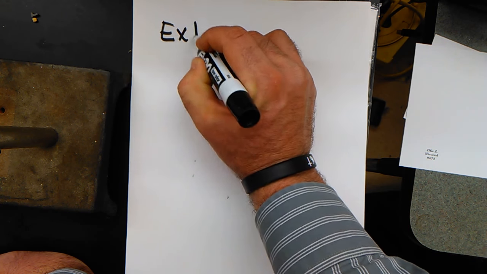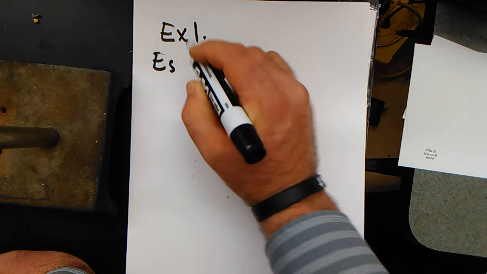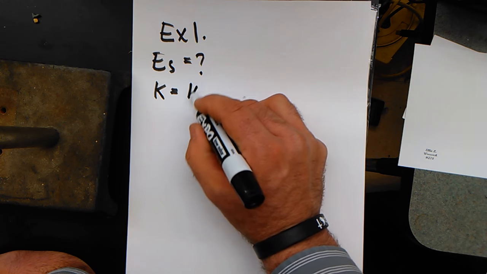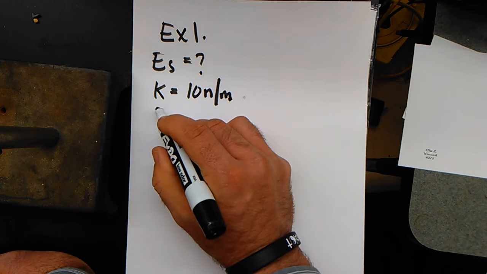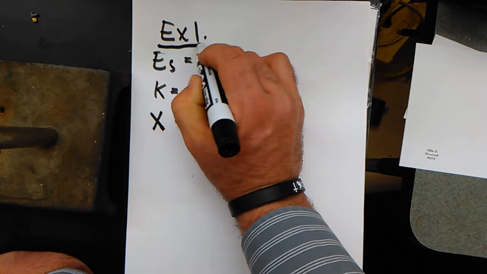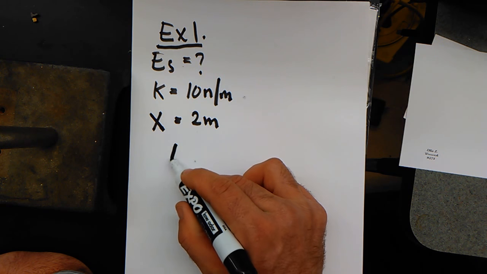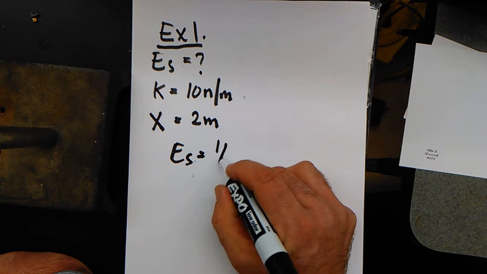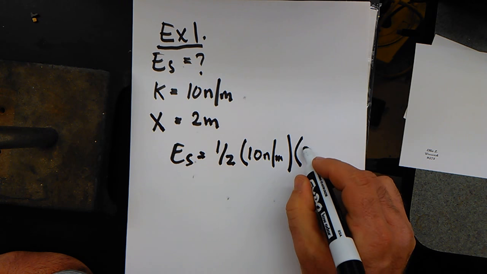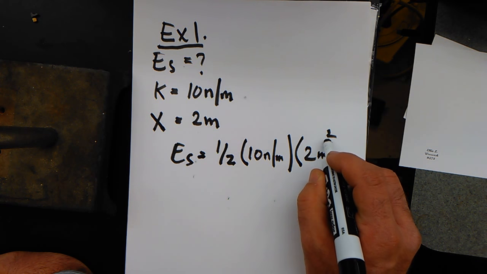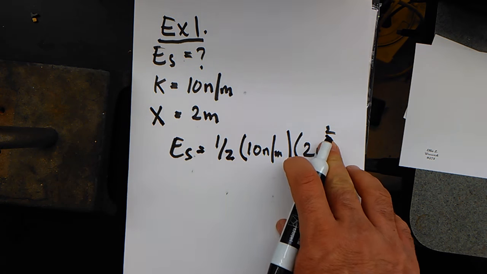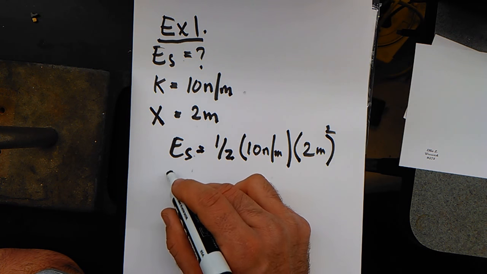Example 1. I'm going to ask for the energy of a spring, and I'm going to give you the two values. I'm going to give you the k value, how strong the spring is, of 10 newtons per meter. I'm also going to give you a stretch distance of 2 meters. So this is how you're finding the energy of a spring. Now, order of operations. I can solve and get 2 squared.